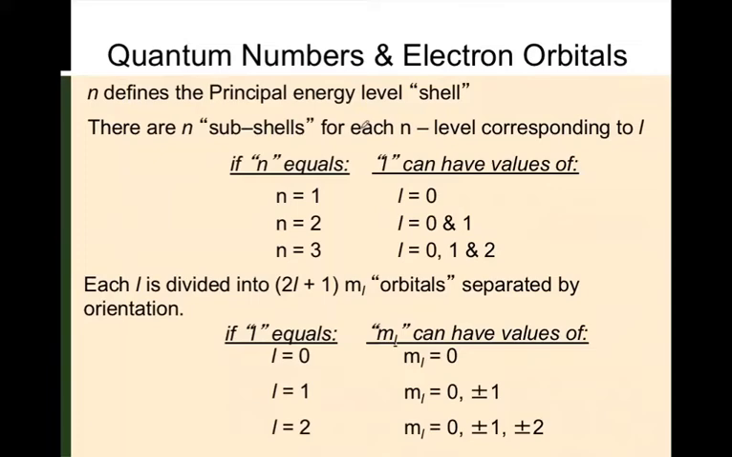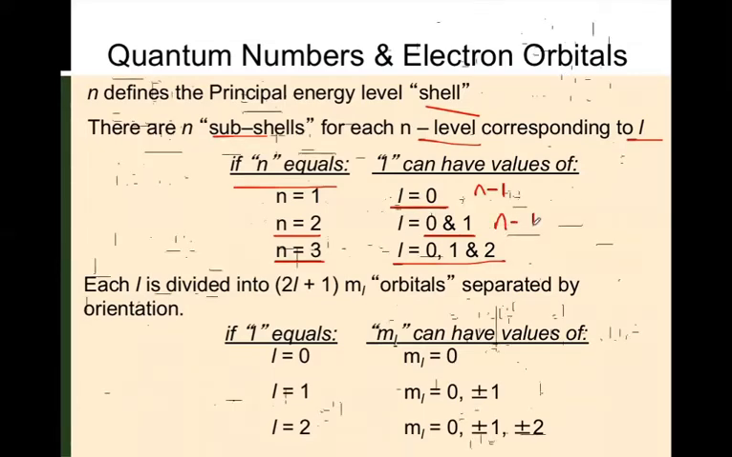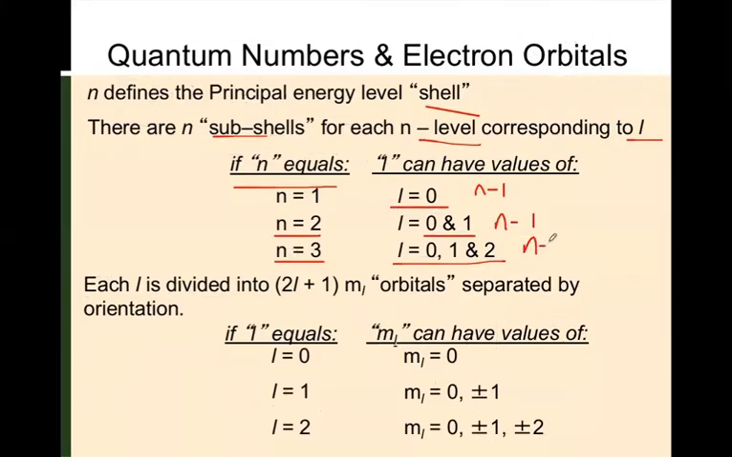Okay, so here we have it written out. This is a summary of what I was saying. So n defines the principal energy level or shell. There are n subshells for each n level corresponding to L. So if n equals 1, then we can have L values of 0. If n is equal to 2, then we can have L values of 0 and 1. And if n is equal to 3, then we can have L values of 0, 1, and 2. So here the maximum L can be is n minus 1, so that's 0. Here as well, maximum is n minus 1, so that's 0 and 1. And here as well, n minus 1 is the maximum. N is 3, so the maximum will be 2.